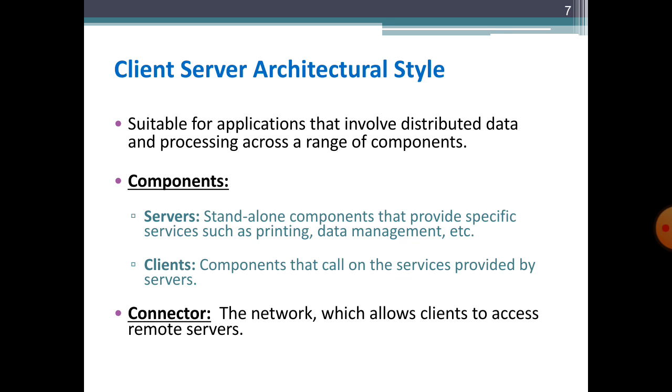Servers are basically standalone components that provide specific services such as printing, data management, database services, etc. And the clients are the components that can call all these services provided by the server. The next one is the connector, which is basically the network that allows the clients to access these services remotely through the server as well.